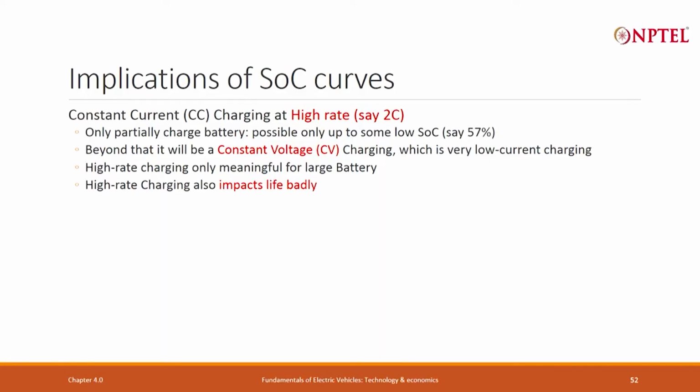Now, what is the implication of state of charge? As I told you, constant current charging at high rate can go up to only 57%. Beyond that is a constant voltage charging, which is a low current charging. Now, remember that high rate charging is only meaningful for large batteries. High rate charging also impacts the life of the battery badly. Why? Because only 57% of the battery capacity is usable. If you take a 1 kilowatt hour battery and you charge it fast, you get 570 watt hours maximum. So, you are really wasting most of the battery. But on the other hand, for 100 kilowatt hours, maybe 57 kilowatt hours is not bad.